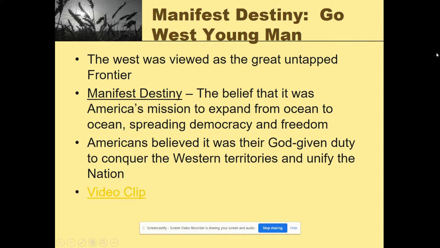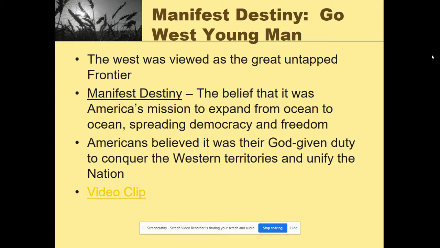The West was viewed as a great untapped frontier. And that whole idea of moving west, because of course by this time in the East, the cities were getting crowded and kind of dirty and gross, and you couldn't really own areas of land in the city. So if you wanted to farm land, you had to move west.